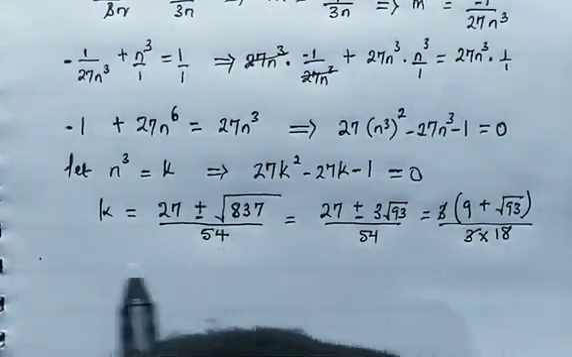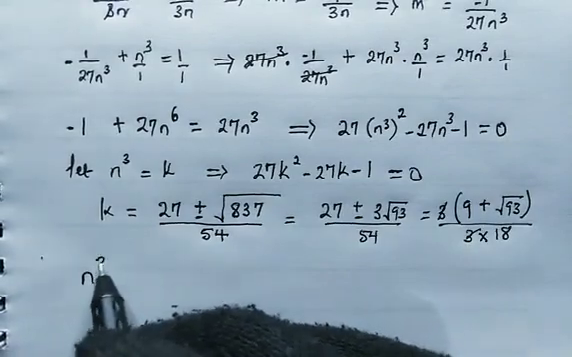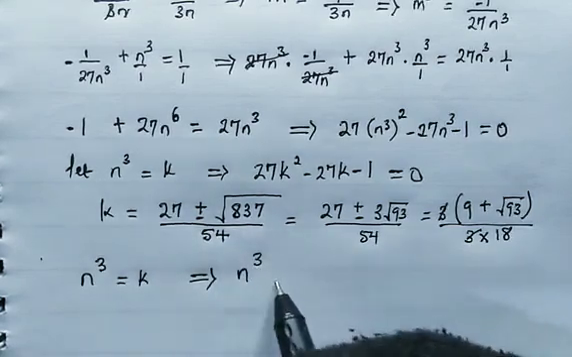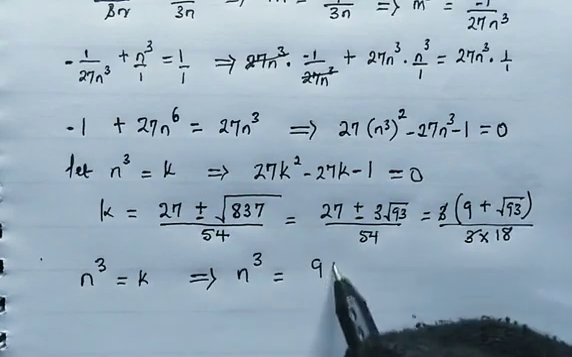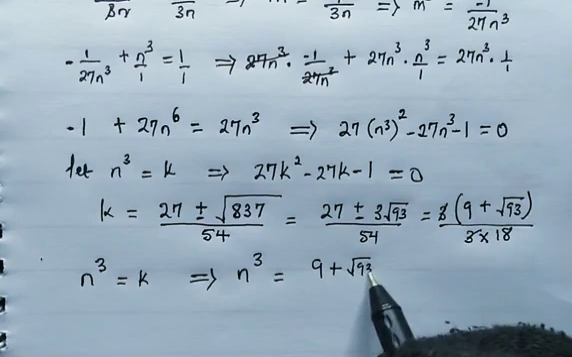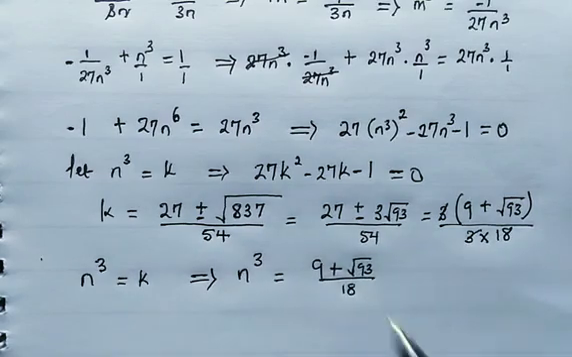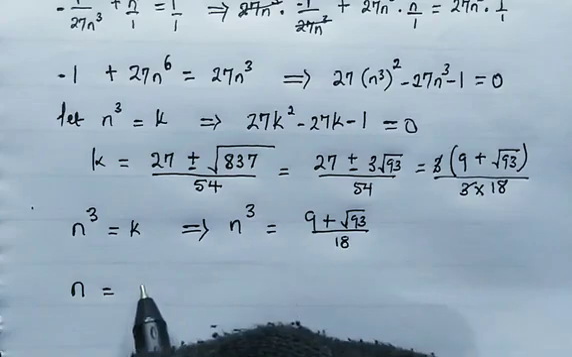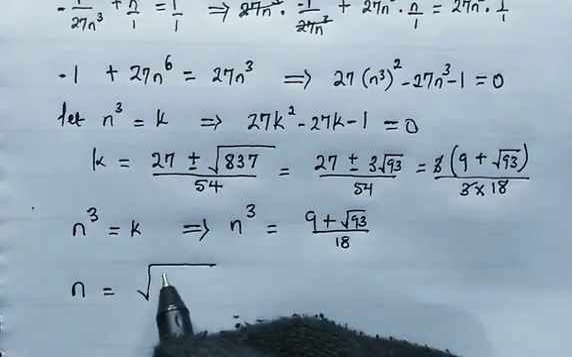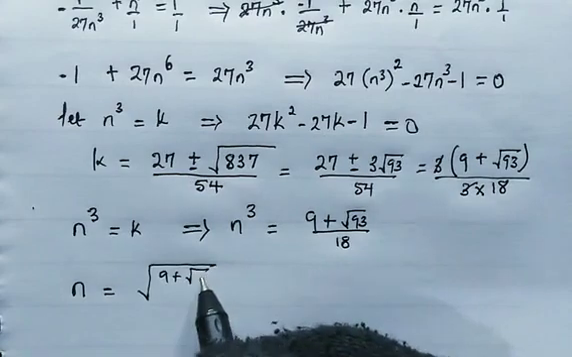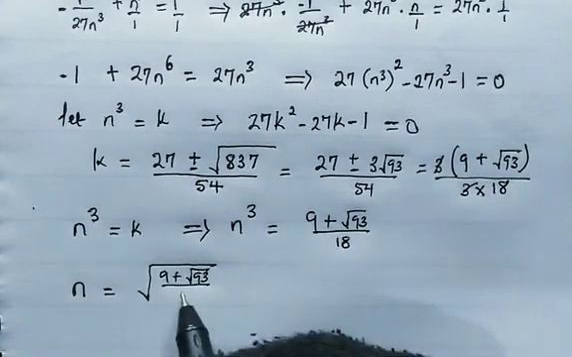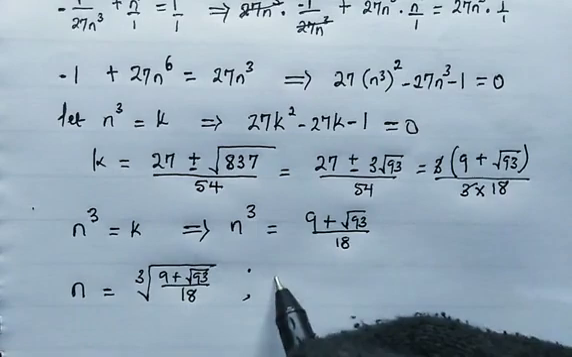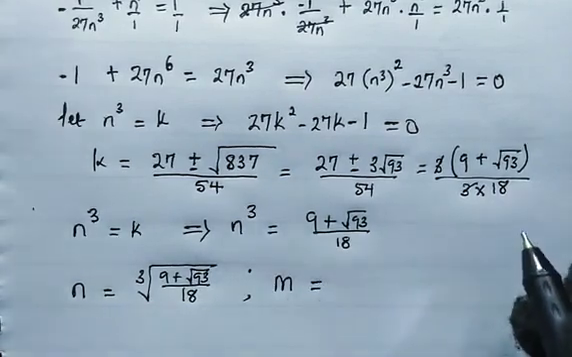Then let us recall again that n cubed equals k. So from here we get that n cubed equals 9 plus root of 93 divided by 18. From here we're going to take the cube root of both sides, so we get n equals the cube root of 9 plus square root of 93 divided by 18, right? Okay, that's all.